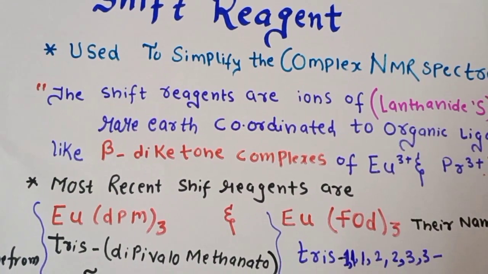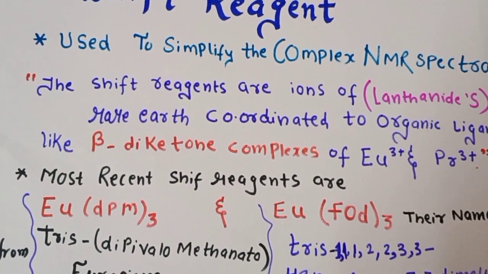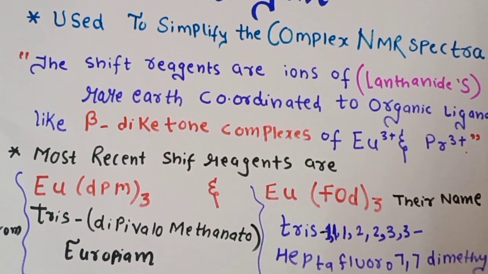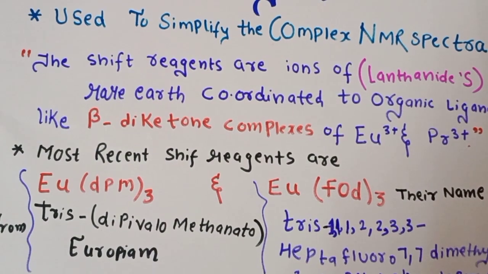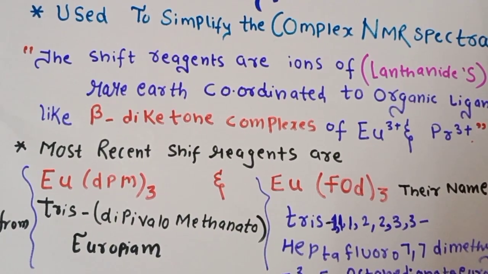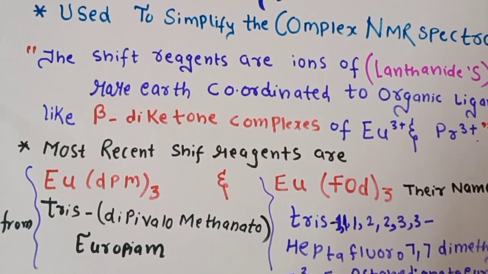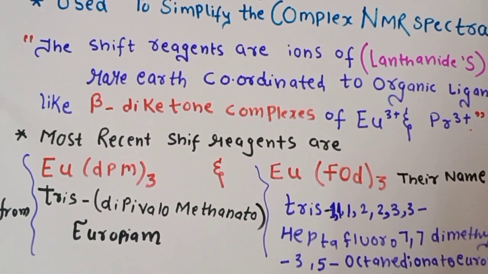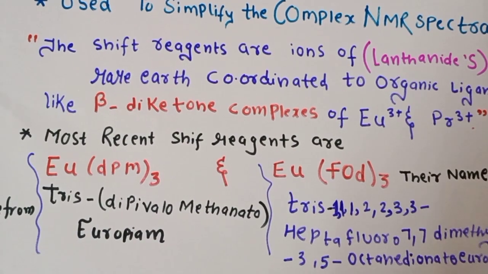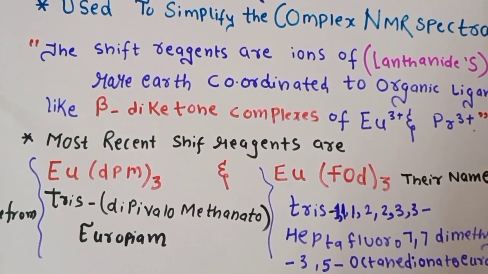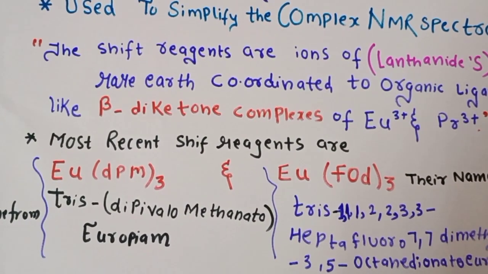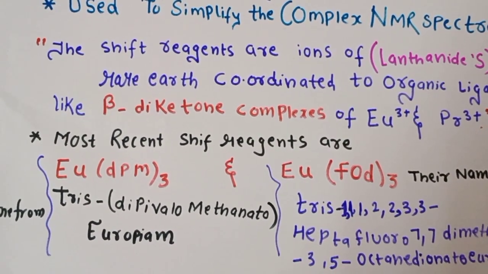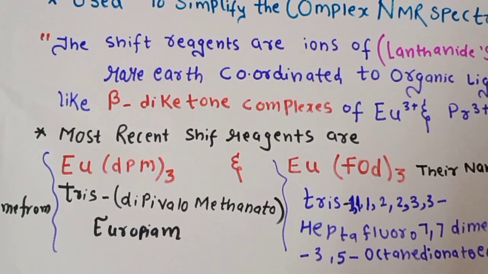So what are these shift reagents? The shift reagents are the ions of the rare earth coordinated to organic ligands, as you already studied the lanthanides like europium and praseodymium. When these ions are coordinated to the organic ligands, they act as shift reagents and help us make a dramatic change in the NMR spectra and simplify them. The most important shift reagent is Eu(DPM)3.